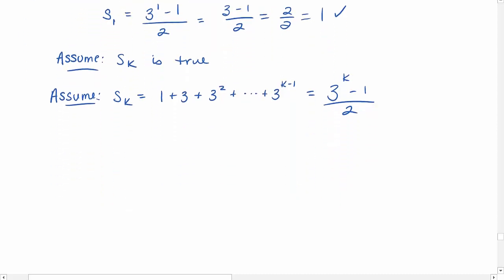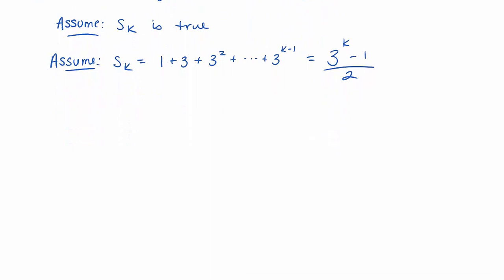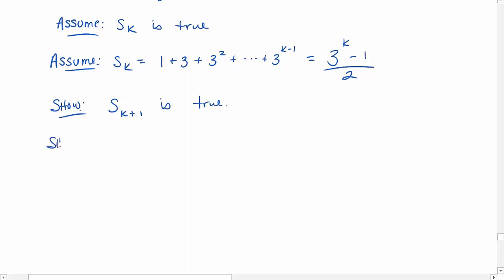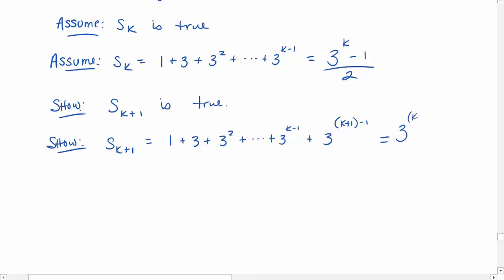Now that we have assumed that our statement is true for the kth term, we need to show that S sub k plus 1 is also true. That means that we should show that S sub k plus 1, which is equal to 1 plus 3 plus 3 squared plus up to 3 to the k minus 1 plus 3 to the (k plus 1 minus 1), is equal to (3 to the k plus 1 minus 1) divided by 2.